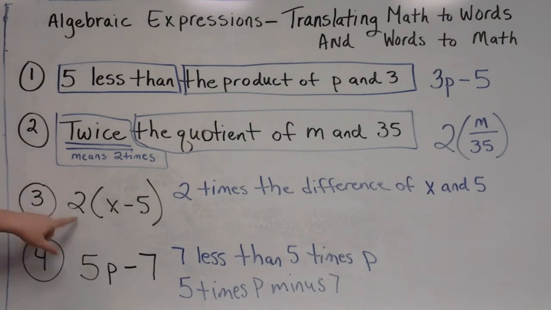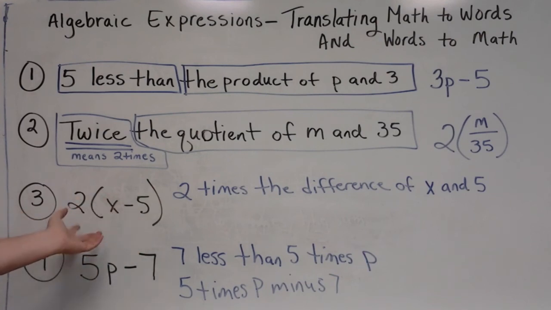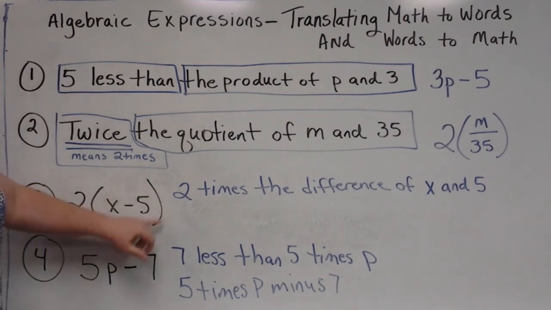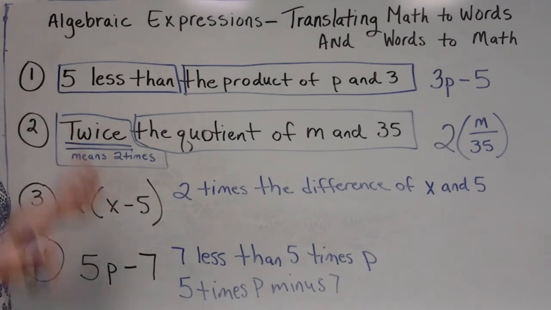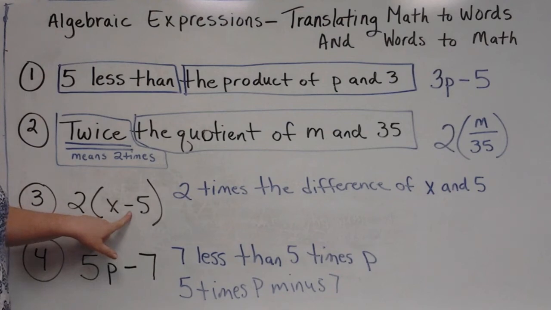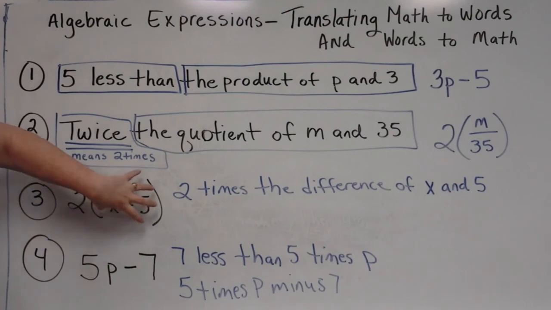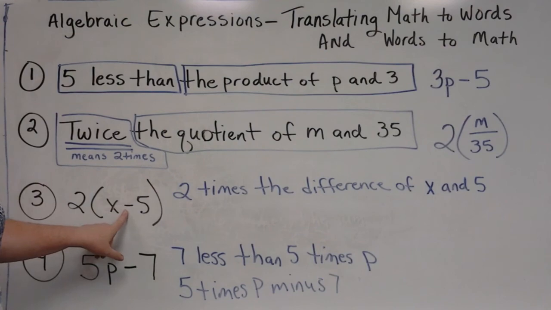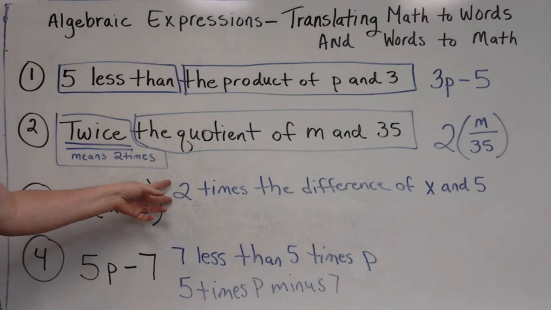Number 3, 2 times x minus 5 was our problem. We have to go from this to words. So notice the parentheses. Remember, when there's parentheses with a minus sign, you have to use the word difference. When there's parentheses and a plus sign, you need the word sum. So I said 2 times. This is 2 times that whole thing. So 2 times the difference, there's my minus sign, of x and 5. That's really the best way to say this one.